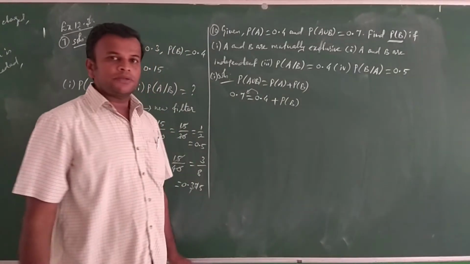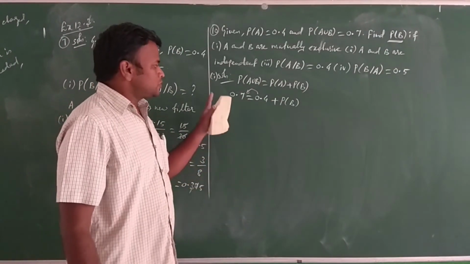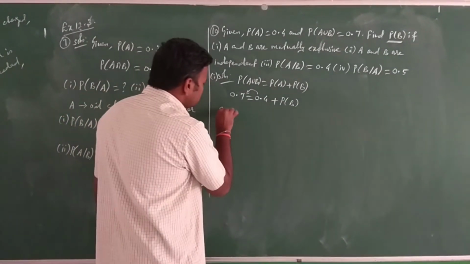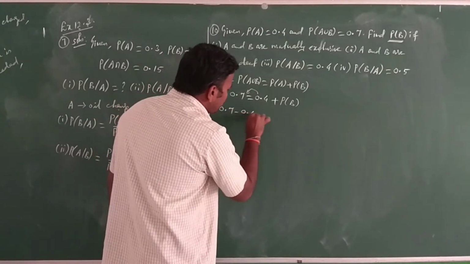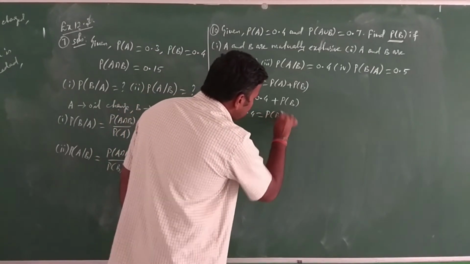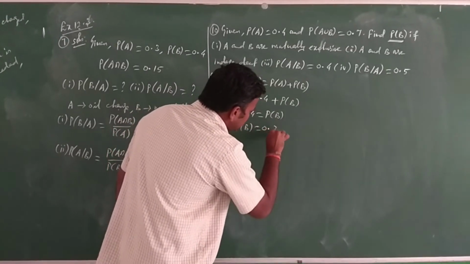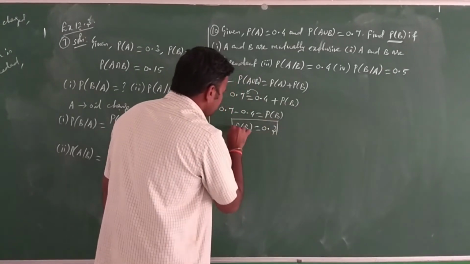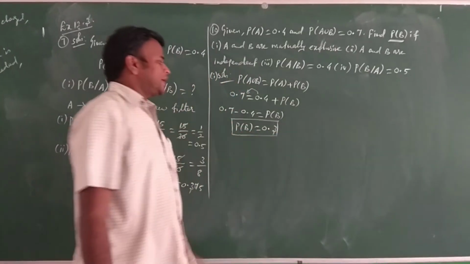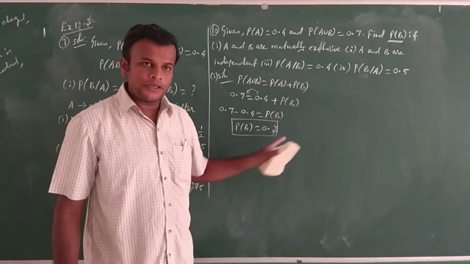Plus 0.4 becomes minus 0.4. So 0.7 minus 0.4 is equal to P of B. So the P of B value is 0.3. So for the first submission, the answer for P of B is 0.3.